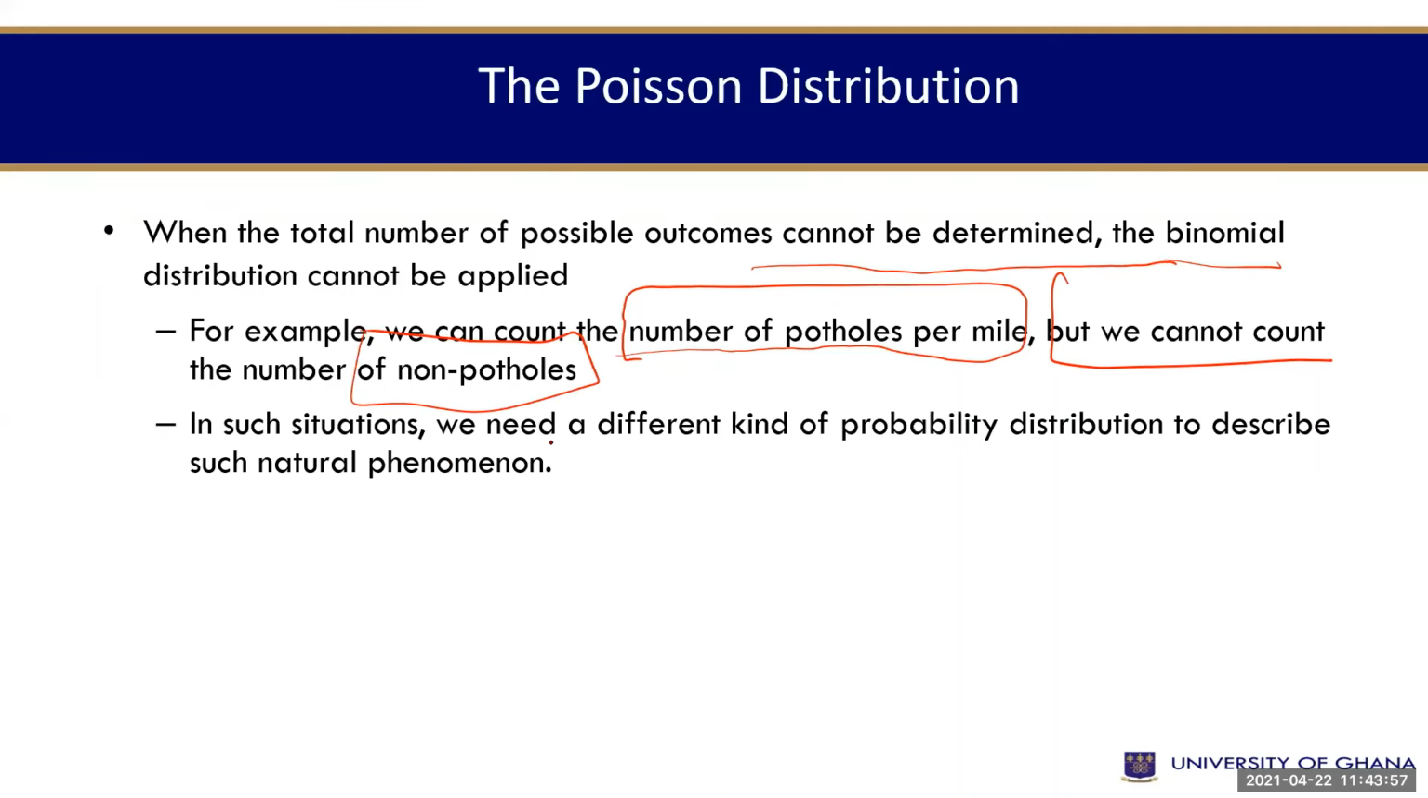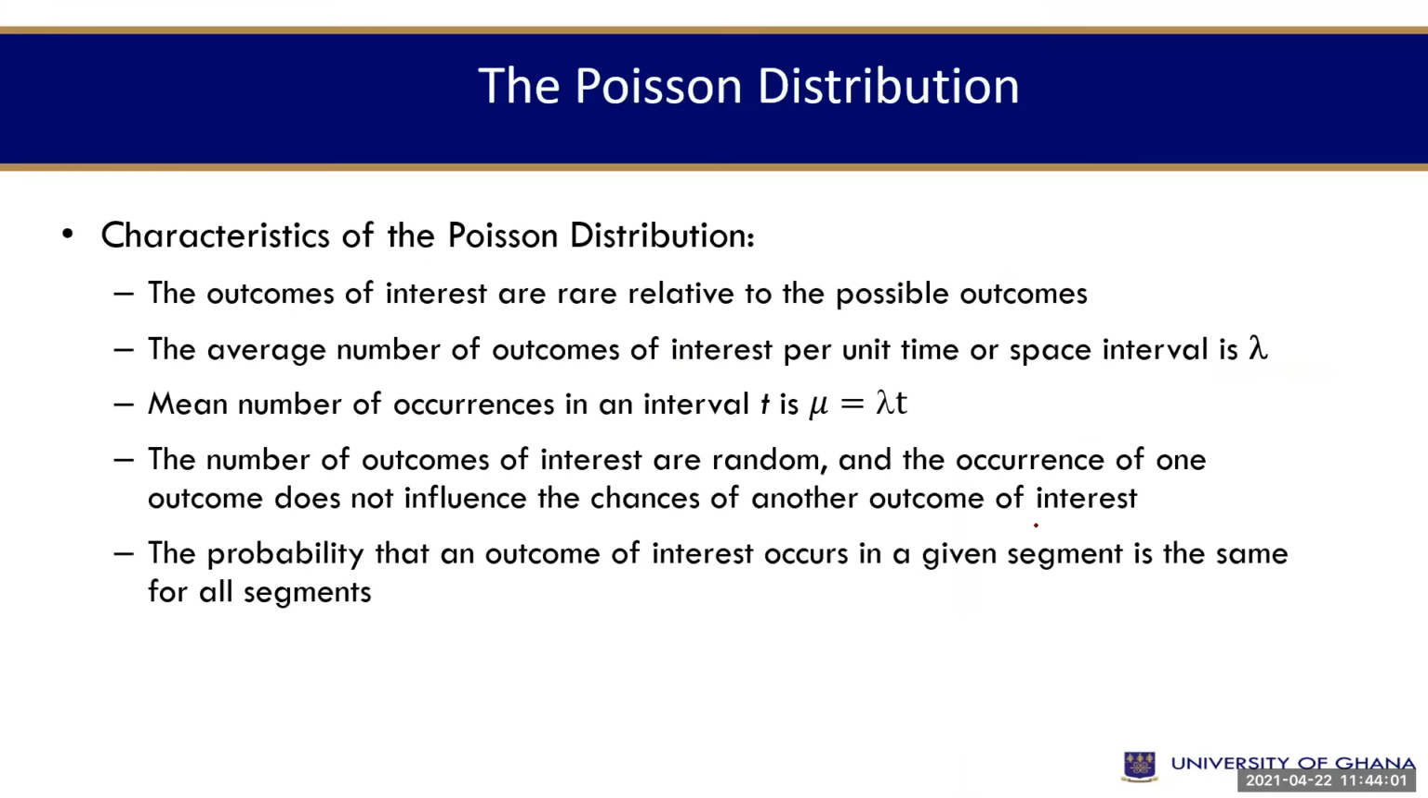In situations like this, we need a different probability distribution to describe the phenomenon where the outcomes of interest are rare relative to the possible outcomes. We use the Poisson distribution, where we have the average number of outcomes of interest per unit of time or space, or we are looking at intervals. We define this as lambda.